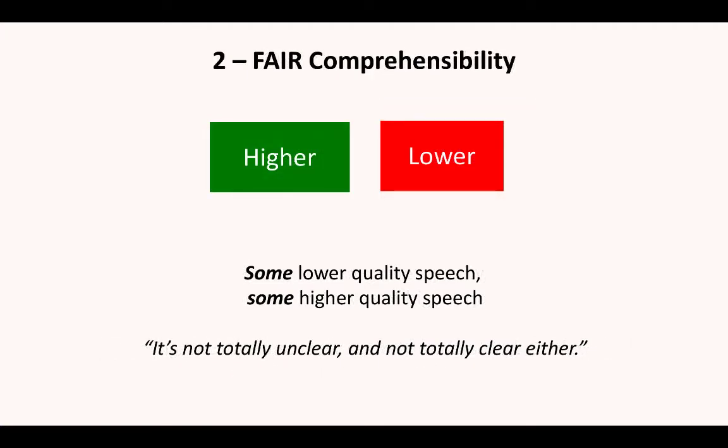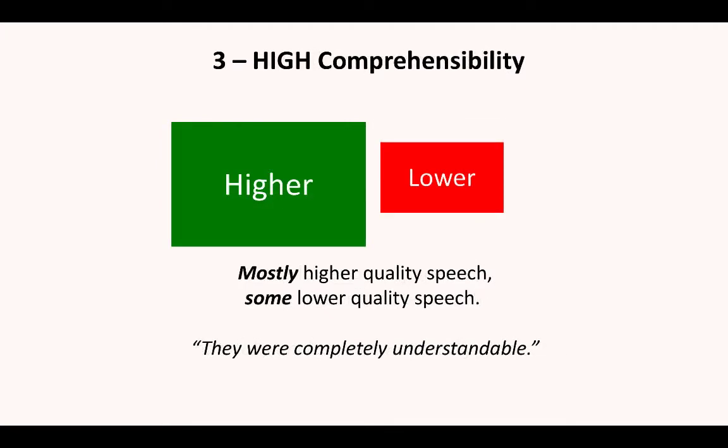For fair comprehensibility, some lower quality speech and some higher quality speech, in which you might be thinking it's not totally unclear and it's not totally clear either. So it's about a 50-50 split between lower quality and higher quality speech. And in high comprehensibility, the higher quality speech gets greater and the lower quality speech gets lower. So it's mostly higher quality speech with some lower quality speech included, in which you'd be thinking to yourself, they were completely understandable, not perfect, but pretty understandable.